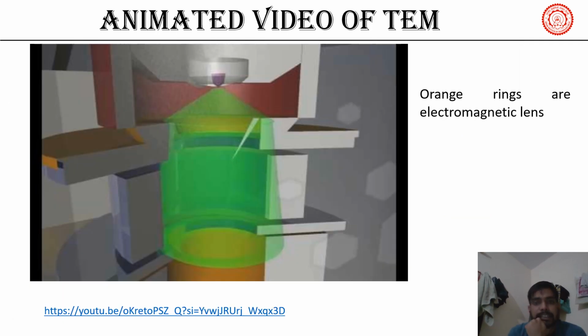Now coming to this, this is one of the animated videos on TEM. The link has been given here, and here we can see that these are the orange lenses and these green lines are basically the beam of electrons which originated from the electron source, and these orange portions are basically the electromagnetic lenses.